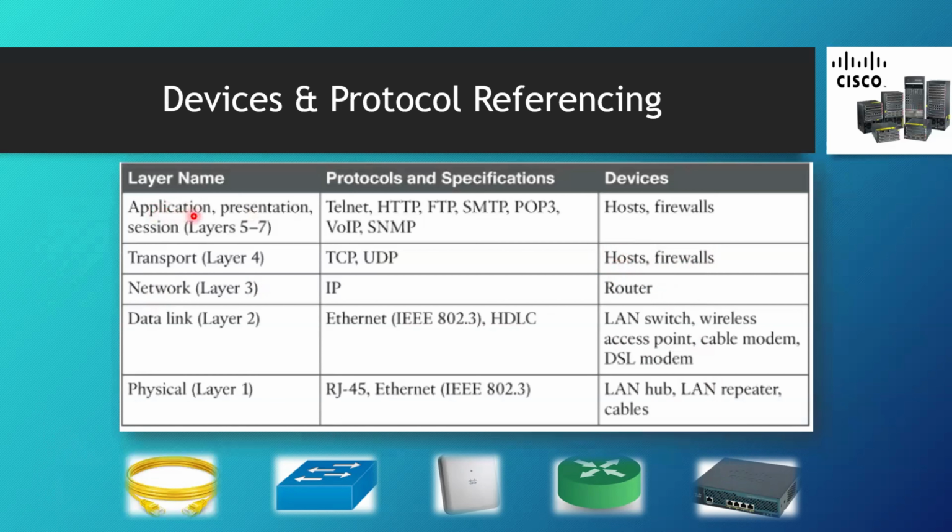And then we have the application, presentation, and session layers, layers 5 to 7. As part of that, we have protocols like Telnet, HTTP, FTP, SMTP, POP3, VoIP, SNMP. All these protocols are part of our application layer. And devices, we have host and firewall. Host means any individual host, let's say any Windows PC or any Windows server. And firewalls could be a Cisco ASA firewall or a Fortinet gateway. All of these devices are part of the application, presentation, and session layers.